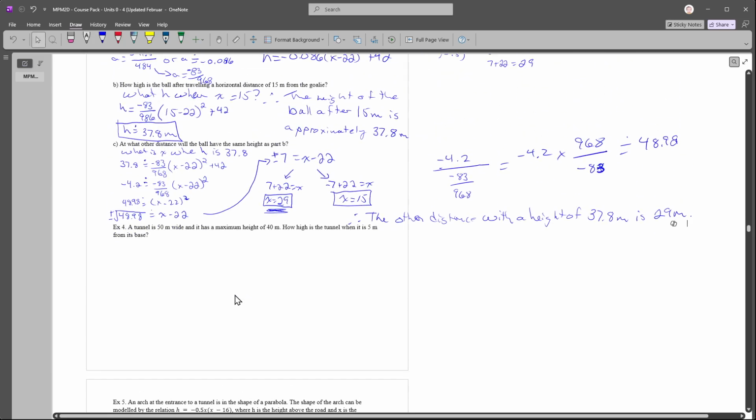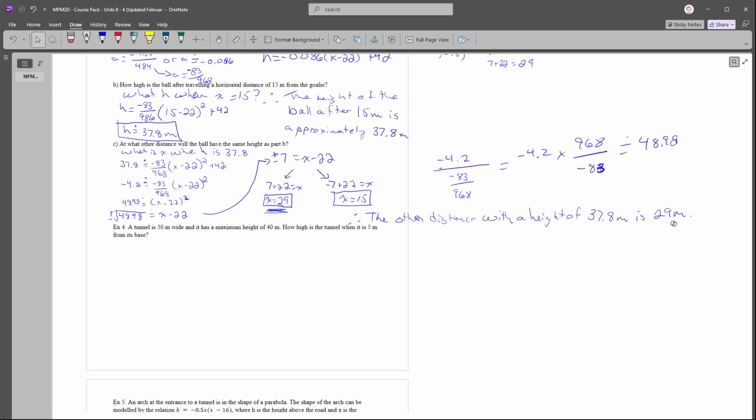Example number 4. Now this one is finally an equation that isn't somebody kicking something or somebody launching something where there's something flying through the air. Now we just have generally a shape. So imagine a tunnel, and that's 50 meters wide, and it has a maximum height of 40 meters. How high is the tunnel when it is 5 meters from its base? What do we mean by its base?